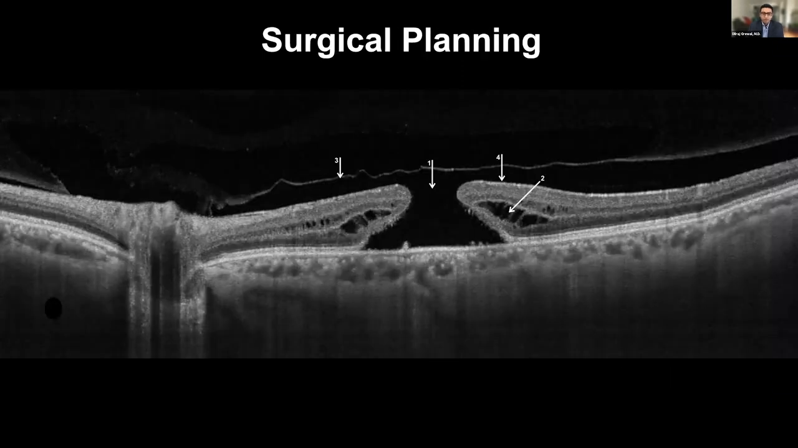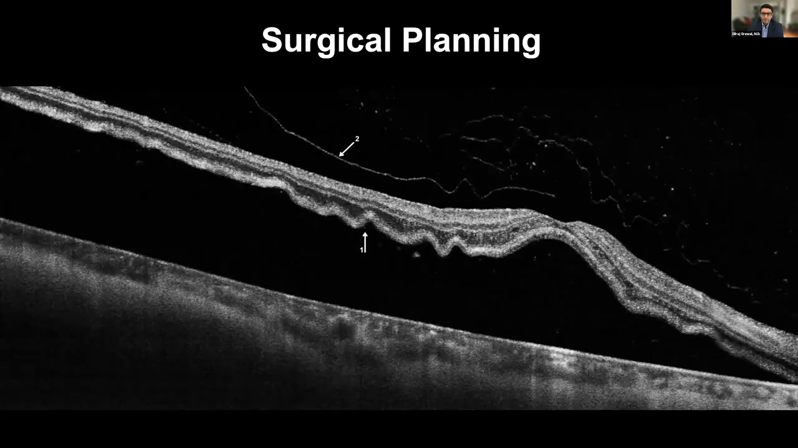I also find OCT to be quite helpful in surgical planning, particularly as we get high resolution scans with enhanced depth imaging. So you can see in this patient with a macular hole, there are different anatomical prognostic indicators, including the presence of an epiretinal membrane, the configuration of the macular hole, calculation of the inner opening diameter, the largest basal diameter, as well as the status of the posterior hyaloid, which is attached at the optic nerve.